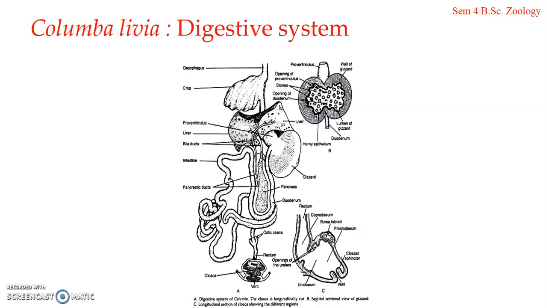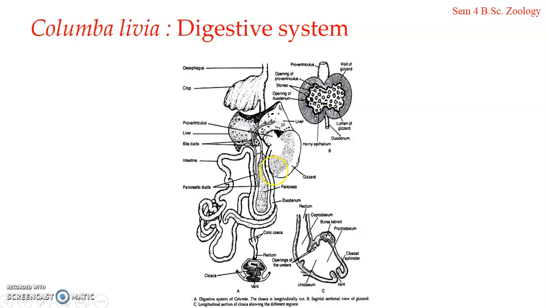The gizzard continues into the small intestine. Here you can see the gizzard. It continues to the small intestine, the first part of the small intestine being the duodenum. And the opening of the gizzard into the small intestine is guarded by the pyloric sphincter, also referred to as the pyloric valve or pylorus.